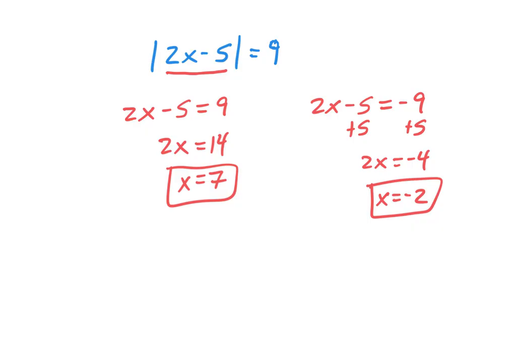I can take 7, 2 times 7 is 14, 14 minus 5 is 9, absolute value of 9 is 9, okay? You don't have to show any work or anything like that. You don't have to show me you checked it, but then I know that 7 works. Same thing with -2. 2 times -2 is -4. -4 minus 5 is -9. And when I take the absolute value of that -9, it gets me back to +9. Both answers work. Both of them are indeed solutions for that equation.